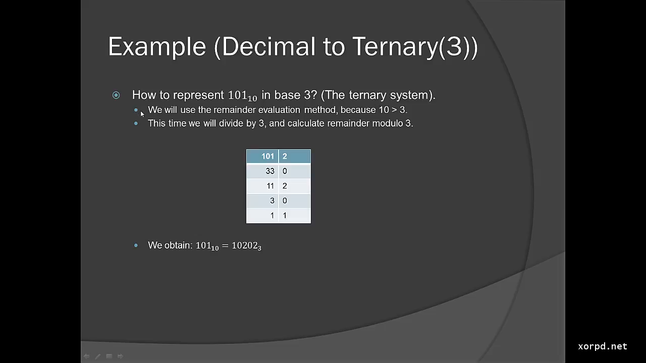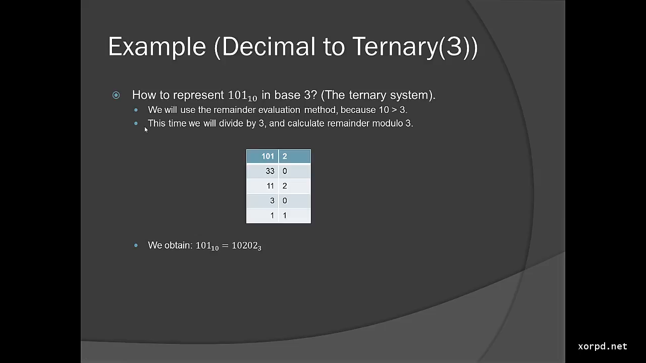We are going to use again the remainder evaluation method, again for the same reason, because 10 is larger than 3. I remind you that when we tried to convert from decimal to binary, we used exactly this same method. We used the remainder evaluation even in that case. Even if we had to represent this number in base 4, I would still choose this method for the conversion.